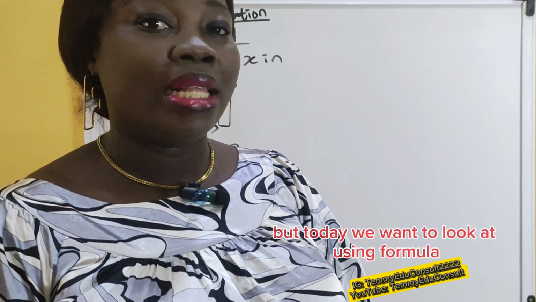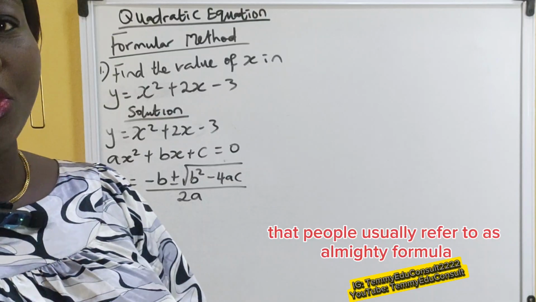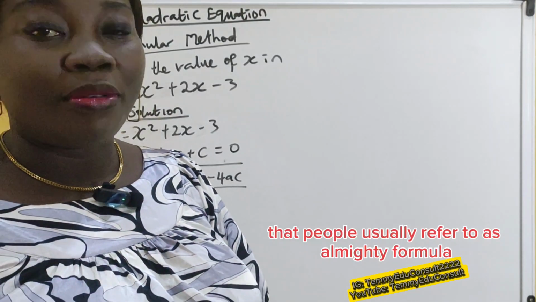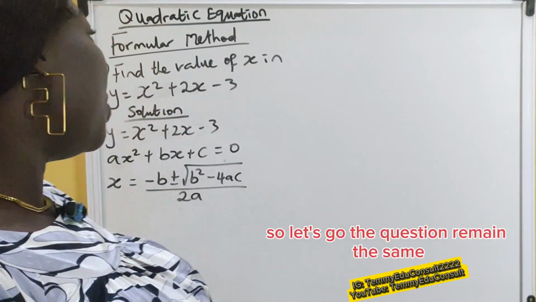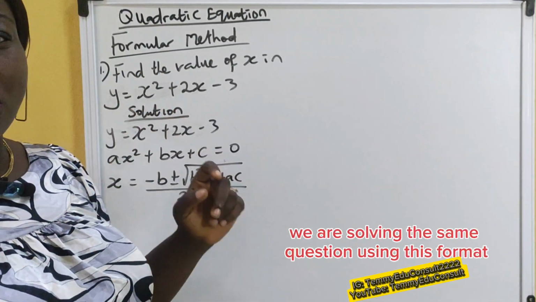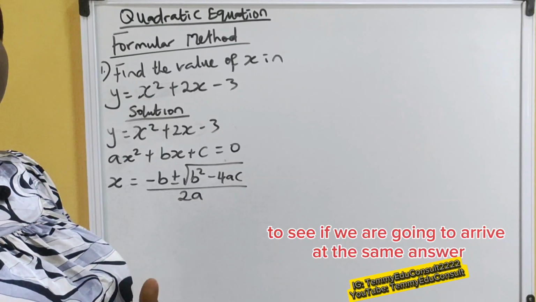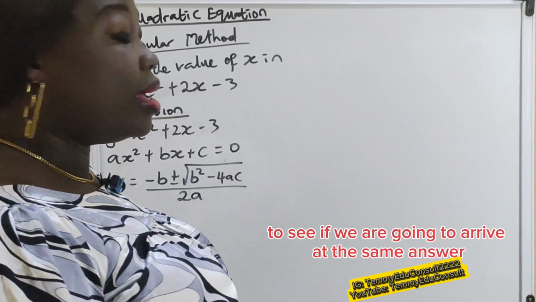So previously, we looked at quadratic equation using factorization method. But today, we want to look at using formula method that people usually refer to as almighty formula. So let's go. The question remains the same. Don't forget I said we are solving the same question using this four method to see if we are going to arrive at the same answer.